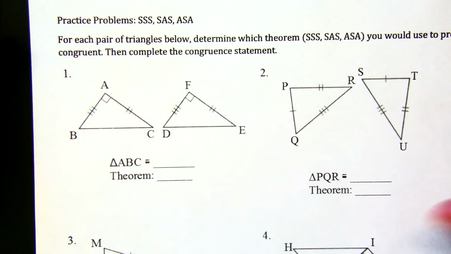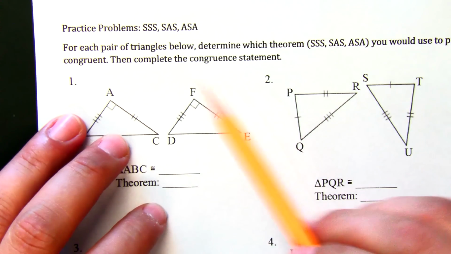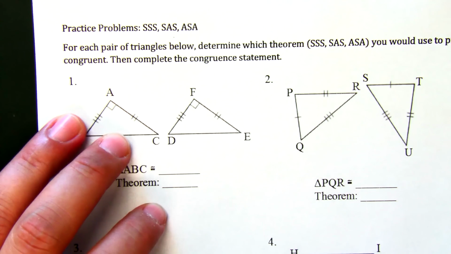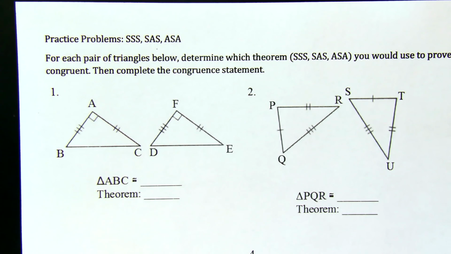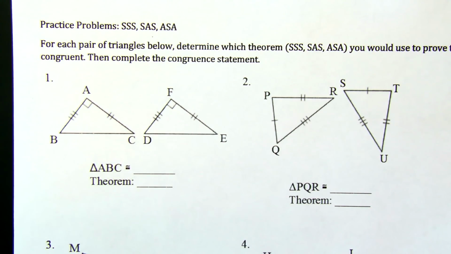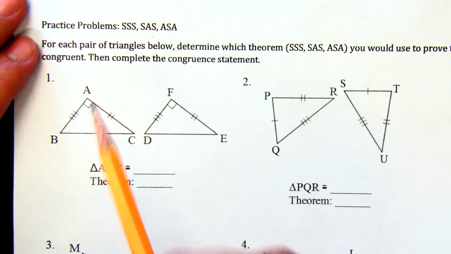All right, so I'm going to go over the practice problems. The first set of practice problems is side, side, side; side, angle, side; and angle, side, angle. So we're just looking at these three theorems. Everything on the page, all the pairs of triangles, are congruent. It's just a matter of figuring out which theorem we used and completing the congruent statement. All right, let's start with the first one.